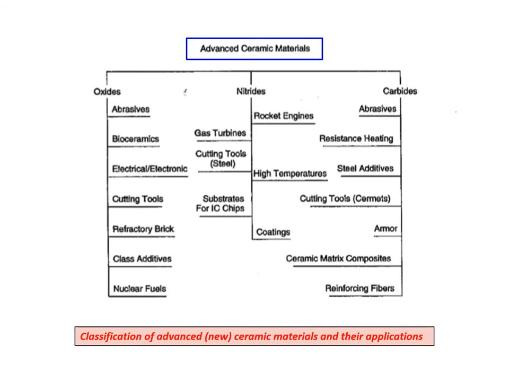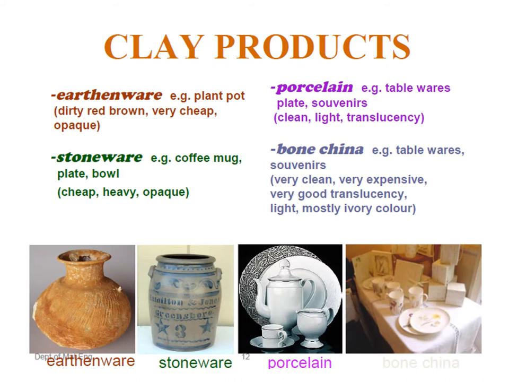As for advanced ceramic material, it can be divided into oxides, nitrides, and carbide. Under each category, the applications can be seen as shown in the figure. One of the familiar uses of ceramic material is the use of clay to make our daily use products. Clay has been used to make earthenware such as plant pot, stonewares such as coffee mugs, plates and bowl, porcelains to make tablewares and souvenirs, to bone china which is normally used to make high-end tableware and souvenirs.